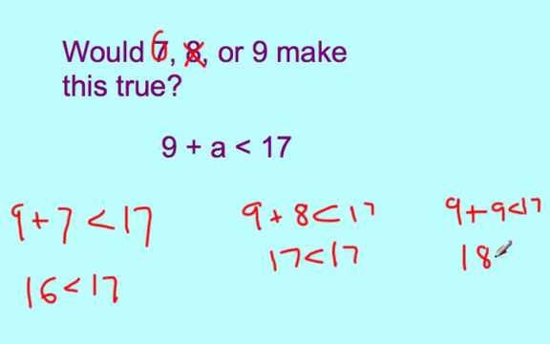This is 18. 18 is not less than 17. So we can't say that 9 would make this statement true. The only thing that would make it true is a number 7.